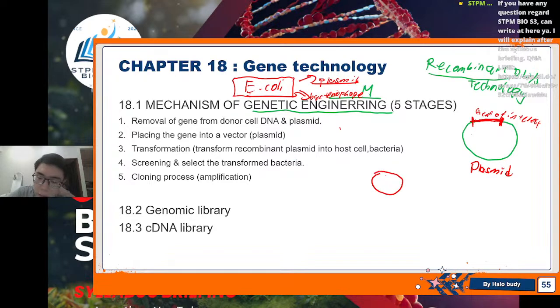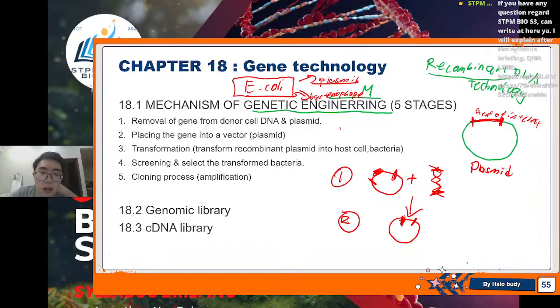This is the plasmid plus the gene of interest, and then you have to cut them and combine them together, and you will get the recombinant plasmid. So this is stage 1, and this is stage 2, placing the gene into a vector.